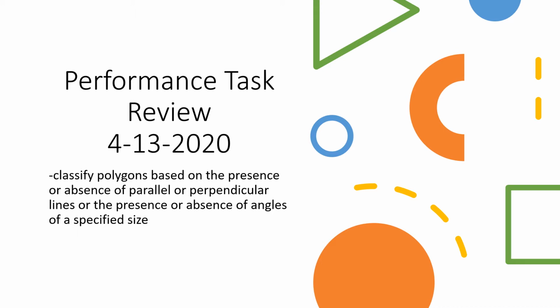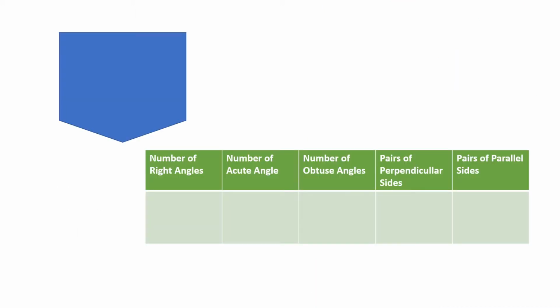Okay, so we're going to classify polygons based on the presence or absence of parallel or perpendicular lines, or the presence or absence of angles of a specified size. The first figure that we're working with is a 1, 2, 3, 4, a 5-sided polygon. Any 5-sided polygon is classified as a pentagon. So if I can spell that out, pentagon.